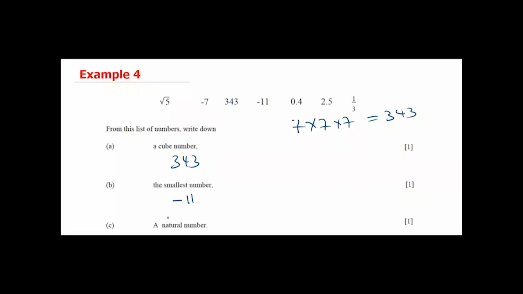Okay, then a natural number. So natural numbers are counting numbers. Okay, so the one that will be there is this 343. Okay, so we pick 343 again. That is the counting number. So let's go to the fifth one.